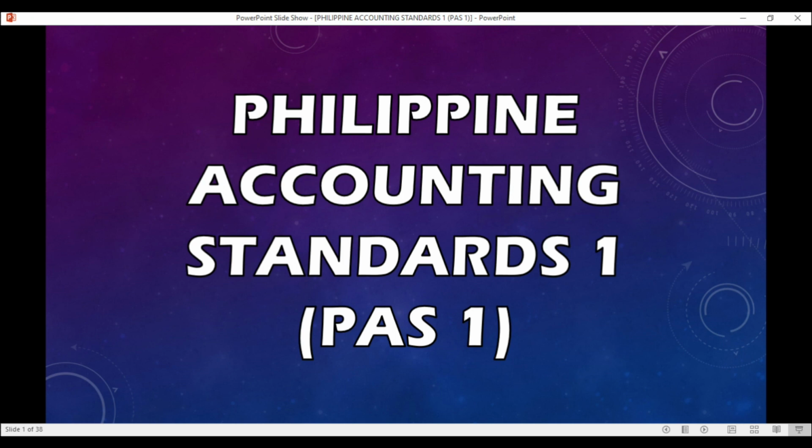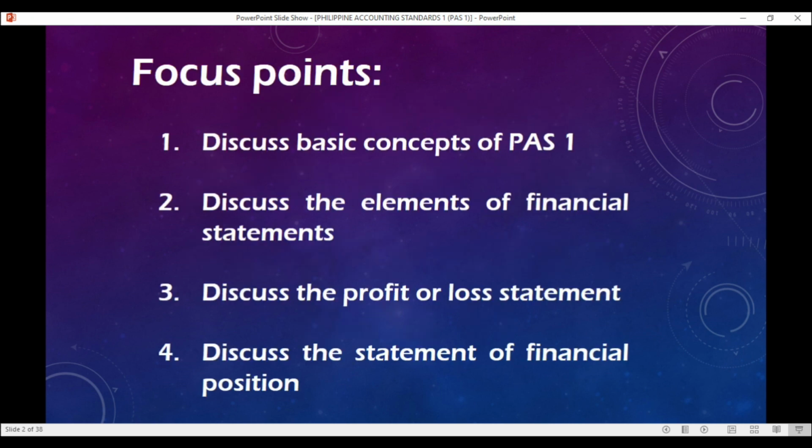Okay, a quick review for this standard is that Philippine Accounting Standards 1 or PAS 1 is a Philippine adaptation of the International Accounting Standards 1 or IAS 1. Okay, so for this discussion, we're going to focus on 4 matters. We have to discuss the basic concepts of PAS 1, the elements of financial statements, profit or loss statements, and statement of financial position.